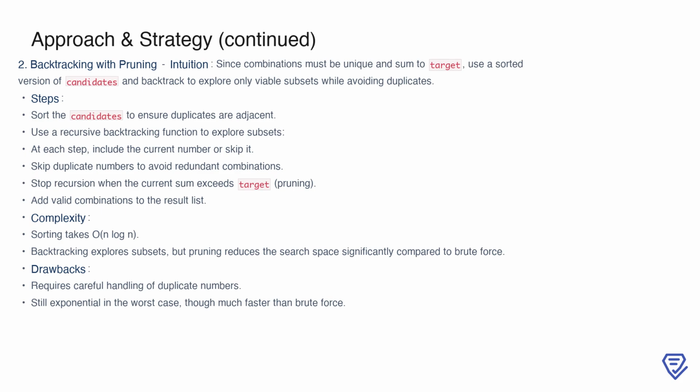This is pruning, which helps us avoid exploring paths that are guaranteed to fail. Valid combinations are added to the result list, ensuring that we only keep subsets that meet the criteria. While this approach is still exponential in the worst case, pruning drastically reduces the search space, making it much faster than brute force. The main challenges here are handling duplicates carefully and managing the recursive calls efficiently.